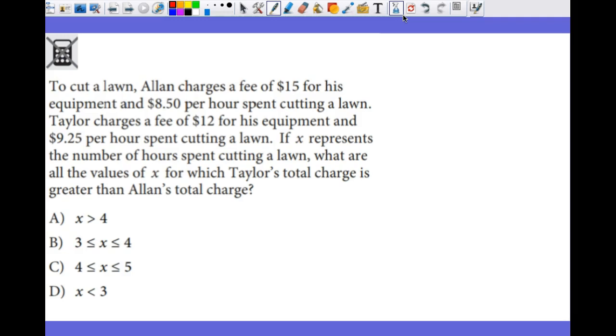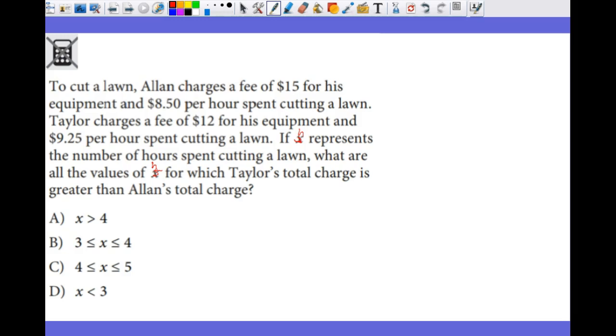It reads, to cut a lawn, Alan charges a fee of $15 for his equipment and $8.50 per hour cutting the lawn. Taylor charges a fee of $12 for his equipment and $9.25 an hour for cutting his lawn. If X represents the number of hours cutting the lawn, I'm actually going to change this to H for hours. What are all the values of H of hours for which Taylor's total charge is greater than Alan's total charge?